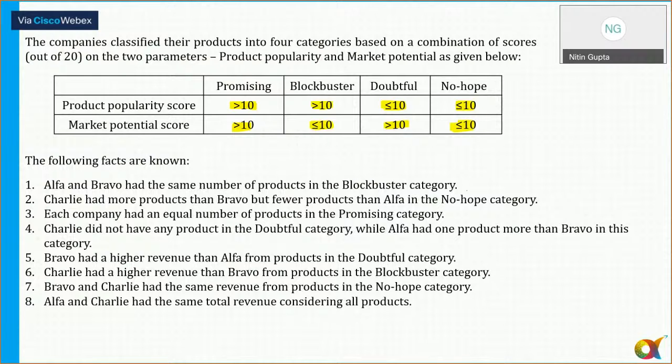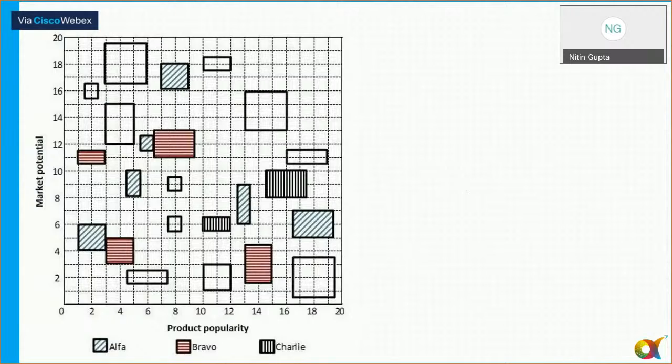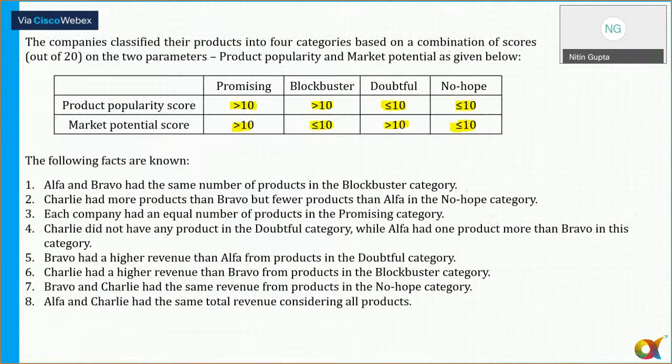What I can do here, before we solve this one, is draw a line like this. This is the line for 10 and this is the line for 10. Now, what are the different criteria? Product popularity score: it is promising if both of them are greater than 10.